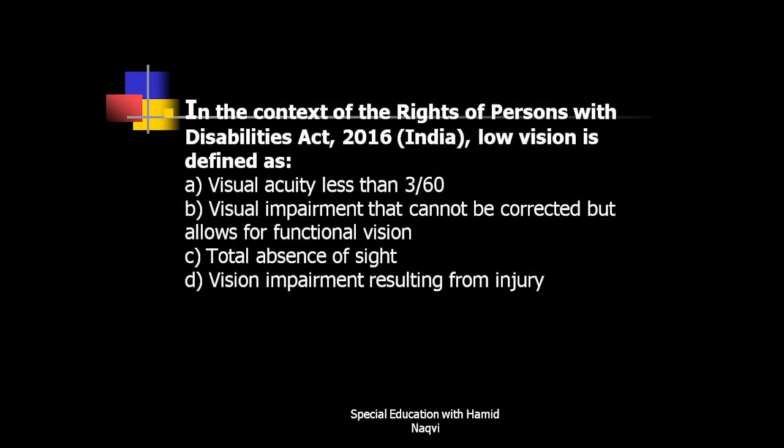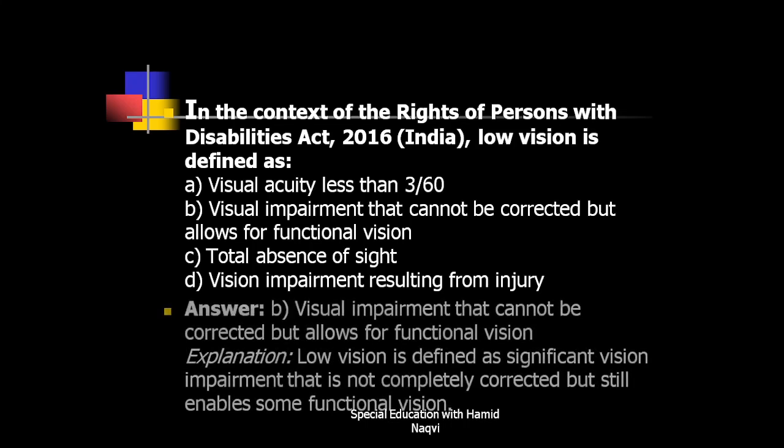In the context of Rights of Persons with Disabilities Act 2016 in India, low vision is defined as visual acuity less than 3 by 60, visual impairment that cannot be corrected but allows functional vision, total absence of sight, or vision impairment resulting from injury. Answer is visual impairment that cannot be corrected but allows for functional vision. Low vision is defined as significant vision impairment that is not completely corrected but still enables some functional vision.